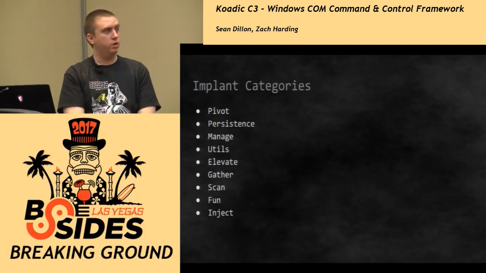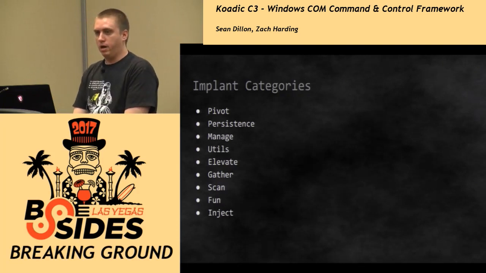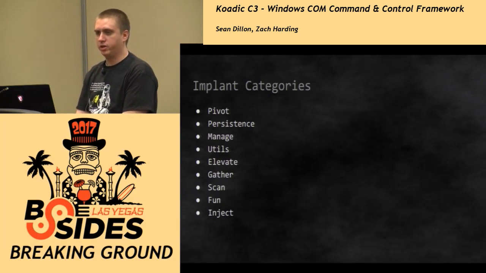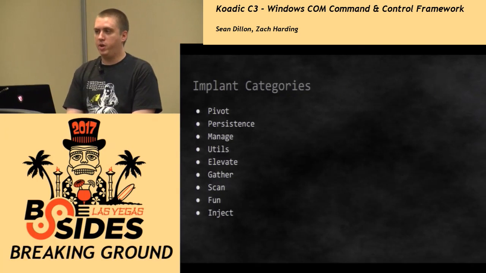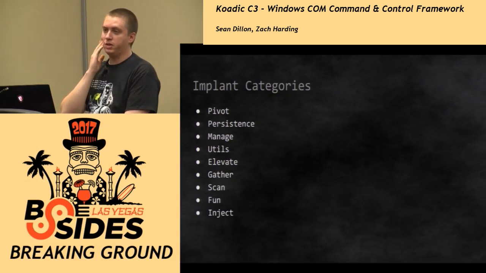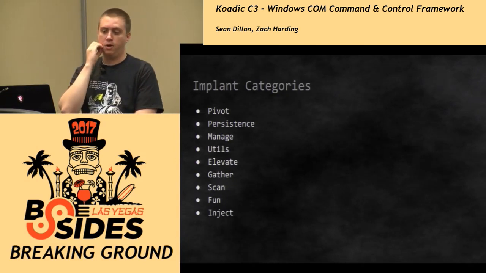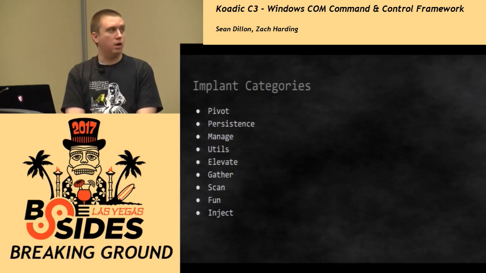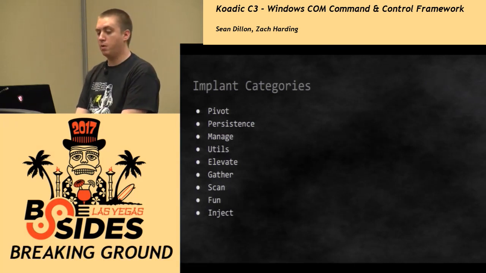We have all the traditional implant categories you would expect, so you can pivot, move laterally across the network, you can persist. Manage and utils are kind of like running commands or uploading files. Elevate, so we have a number of UAC bypasses. That's the run as administrator prompt on Windows. We have gather, so that would be things like dumping the SAM hive or scraping the clipboard. We have a scanner, so you can actually do a little bit of recon. You can do a TCP scan through COM.